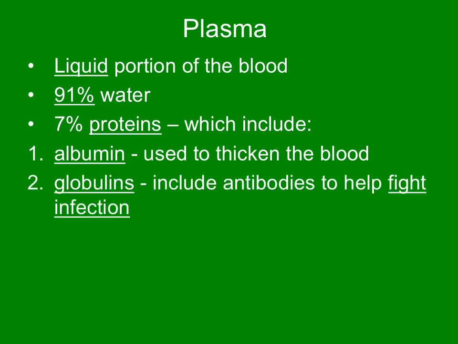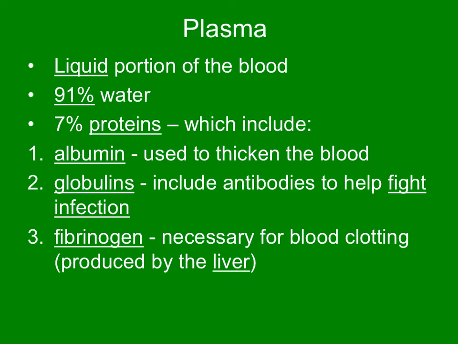Globulins, these are typically antibodies that are present in the blood. They are a protein used to fight infection. And the third one we will talk about more in a little bit, fibrinogen. It is a protein produced by the liver that is necessary for proper blood clotting, which we will discuss.